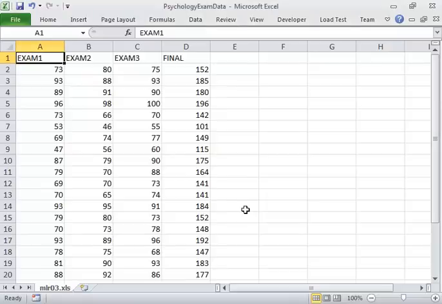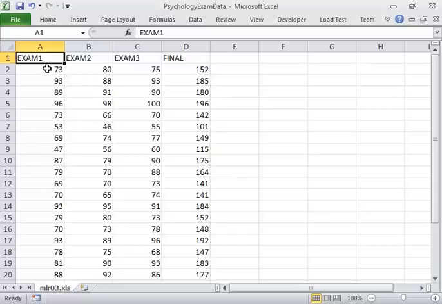Here we have the data for the psychology exam scores. Basically, the data says that there's 3 exams given to the students of this psychology class. And we have the final grade for the students of this psychology class. What we're trying to figure out is which of the exams is the best predictor of what the student's final exam performance will be.